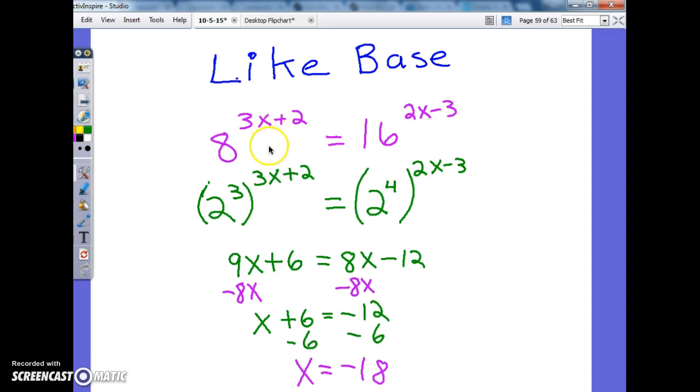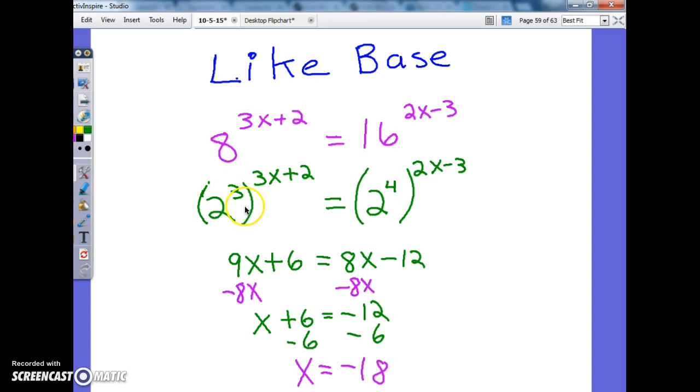Okay, one way is to look at these numbers and realize that there's a like base. I have a common base, like the base of 2, to a certain exponent, and we can write both of these as base 2. 8 is 2 to the third power. So notice how I rewrite 8 as 2 to the third power, to the 3x plus 2, and 16 is 2 to the fourth. You should have a good knowledge of this, or at least a way to figure it out. Okay?